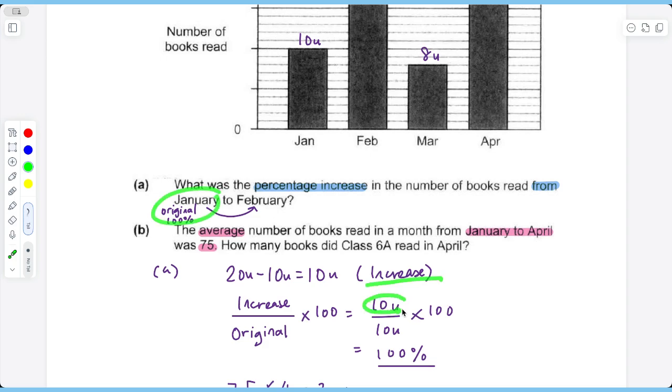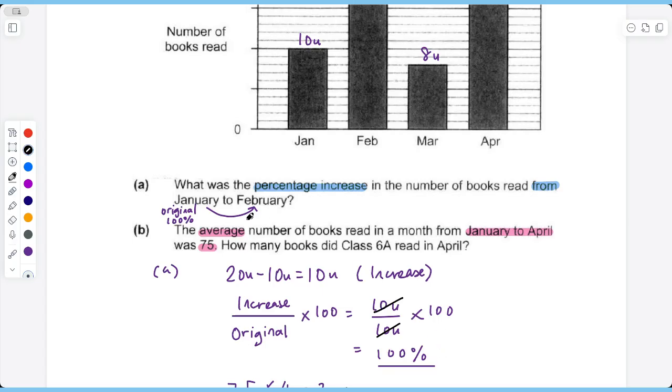So the increase is 10 units over the original units in January, which is also 10 units, times 100. We can cancel off this. So we are left with 100%. So the increase is 100%.